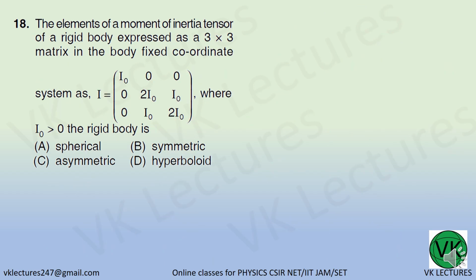Question number 18: the elements of the moment of inertia tensor of a rigid body are expressed as a 3 by 3 matrix in the body fixed coordinate system as I equal to [I0 0 0; 0 2I0 0; I0 2I0...], where I0 is greater than 0. We have to find out the type of the rigid body. Okay, now let's find out the eigenvalues for this.